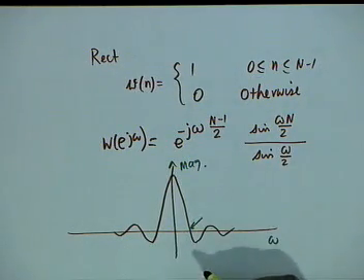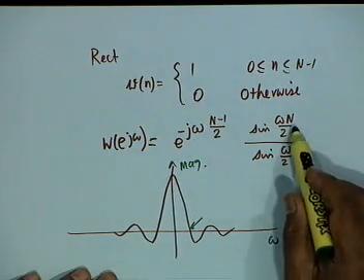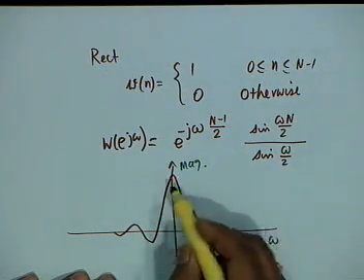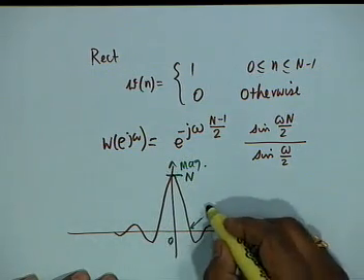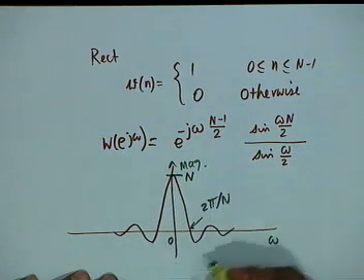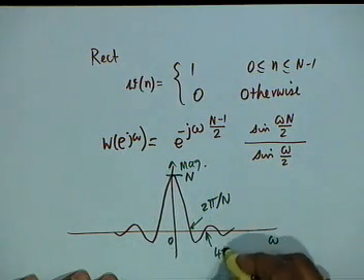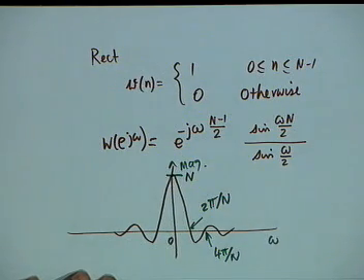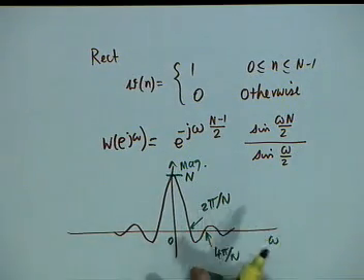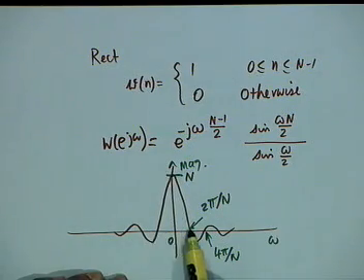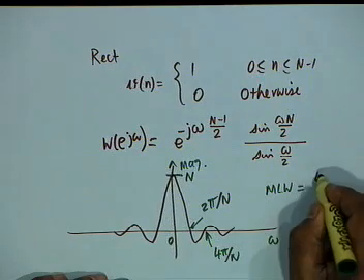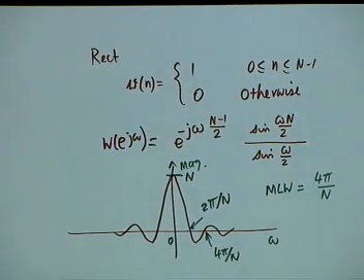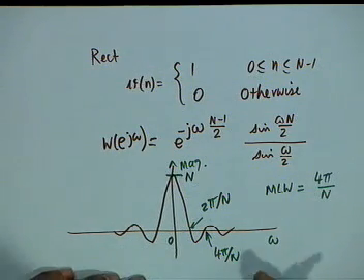The first 0 shall occur not at omega equal to 0. At omega equal to 0 the value is capital N. At omega equal to 2 pi by N the first 0 occurs, the next 0 shall occur at 4 pi by N, and so on. So in terms of this spectrum, what we want is that the main lobe width, MLW, which is here 4 pi by N, should be as small as possible.